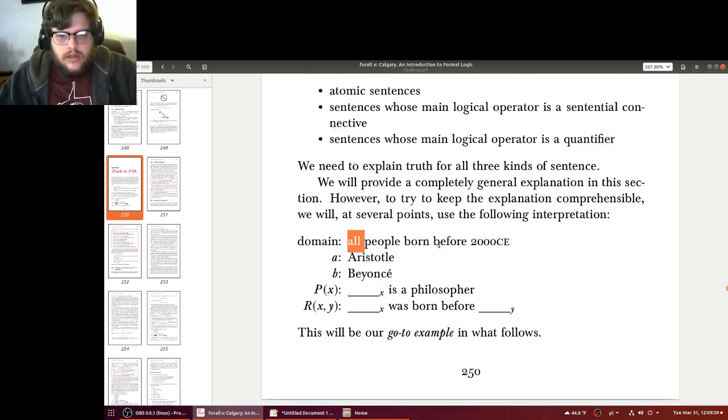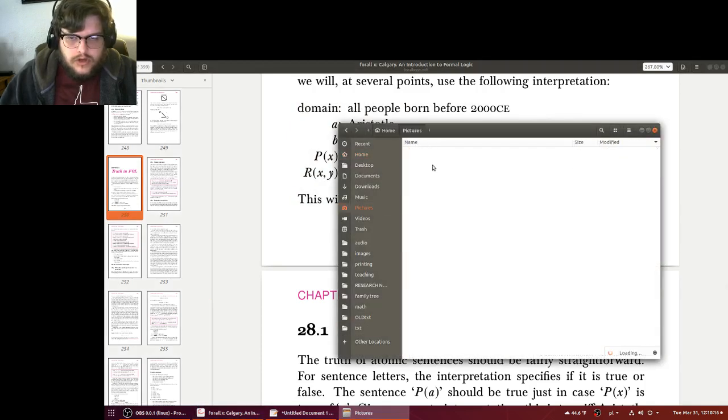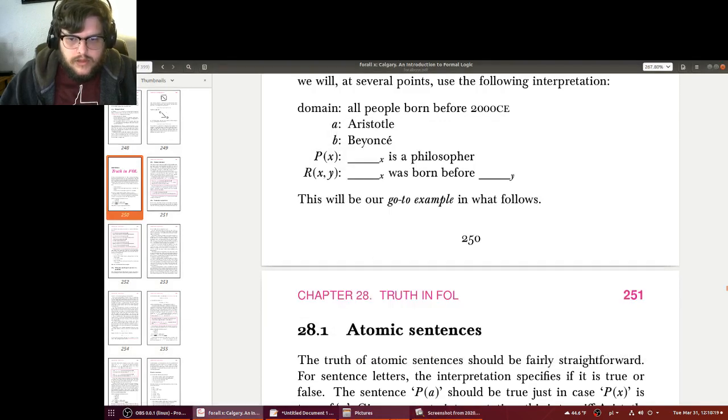Here's an example. Your domain is all people born before the year 2000, and that includes me. It may or may not include you, but here's a couple names in that domain: Aristotle and Beyonce. We have P of X, that X is a philosopher, and an R of XY, that X was born before Y. This will be our go-to example. So we'll keep this in mind. Maybe I'll make it a picture, and we'll open that picture up so we can refer to it as needed.